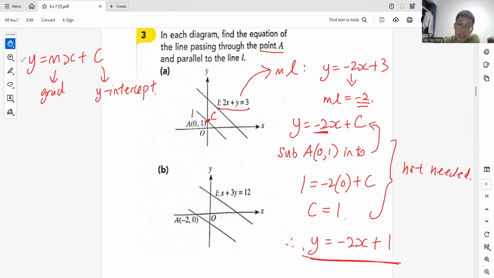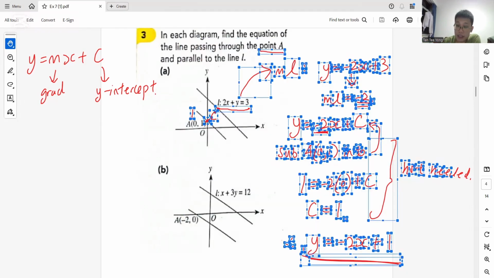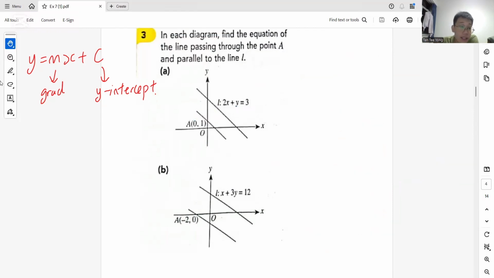Okay, so let's move on to part B. Let me erase all this. Give me a while. Okay, let's move on to part B.